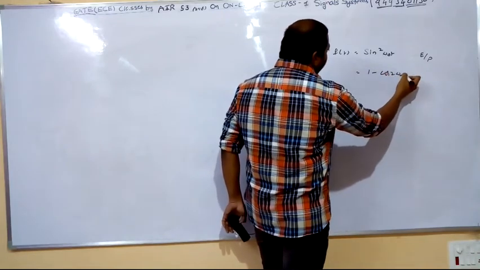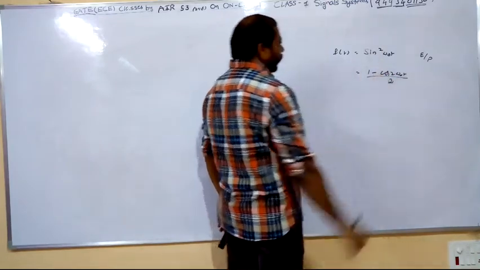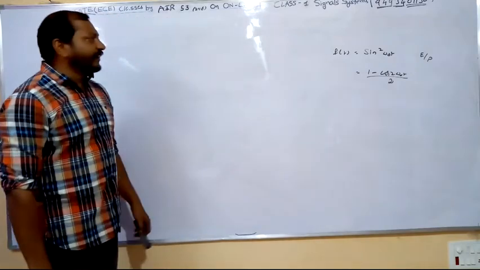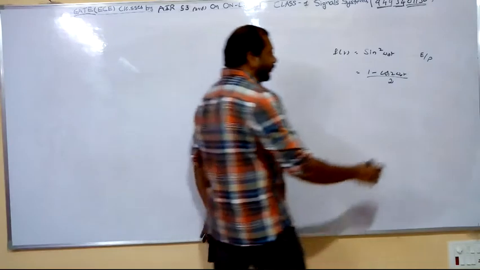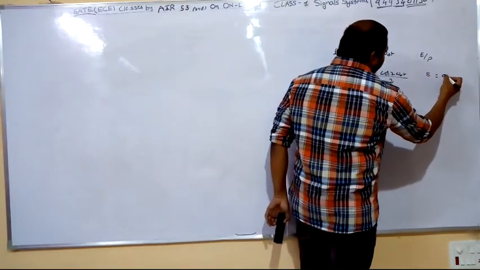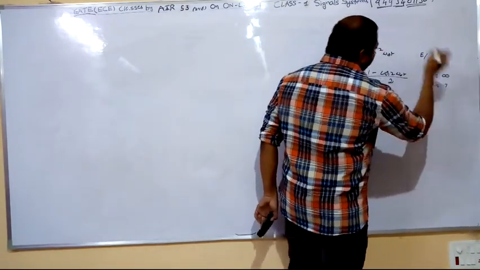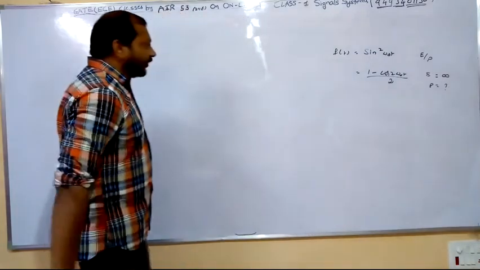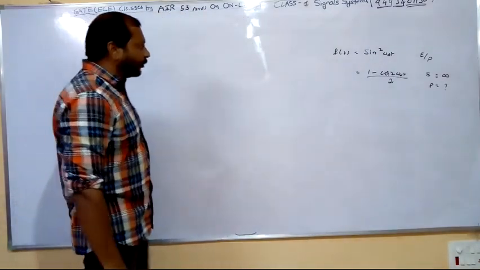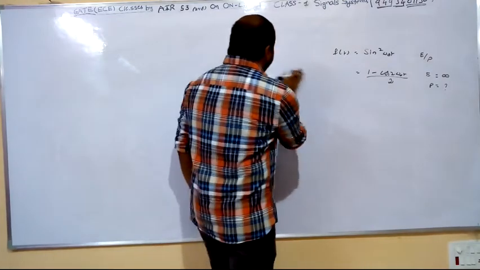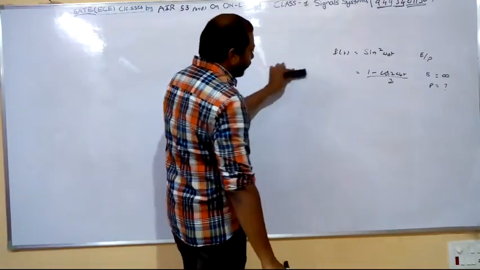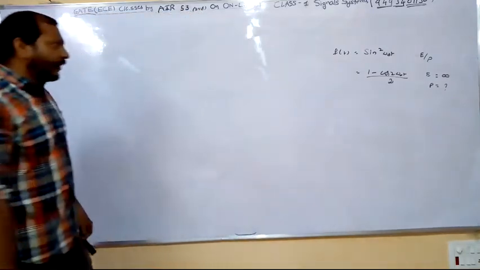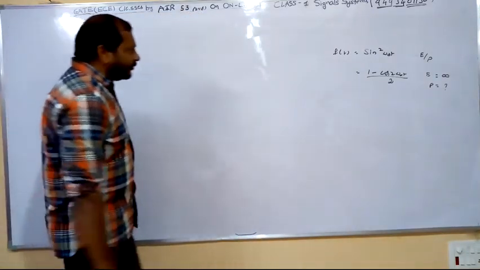Here they have given sin square omega naught t. This can be represented as 1 minus cos 2 omega naught t divided by 2. Here definitely it is a periodic signal, a sinusoidal signal. The corresponding energy is definitely infinity. Power you have to calculate. For this the power we can directly write over one period, the power of the total signal. Like that also you can calculate.